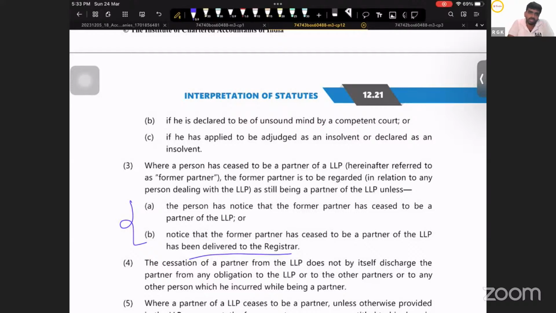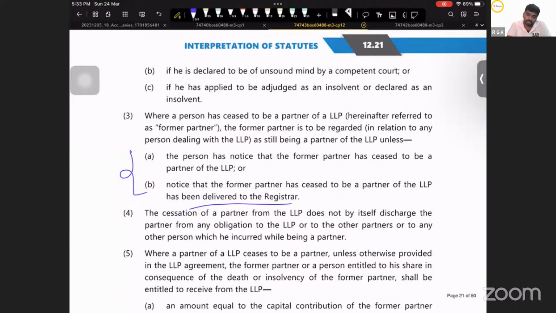Where a person has ceased to be a partner of LLP, the former partner is to be regarded as still being partner unless the person dealing with the LLP knows that the person has ceased to be a partner, or notice that the former partner has ceased to be a partner has been delivered to the registrar. The cessation of partner from LLP does not by itself discharge the partner from any obligation to LLP or to the other partners or to any other person which he incurred while being partner.